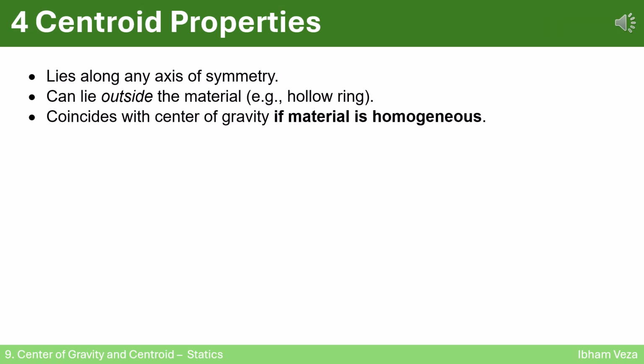Centroid properties. Centroids possess several important properties. A centroid always lies along any axis of symmetry. For shapes with multiple symmetry axes, the centroid is located at their intersection. Interestingly, a centroid may lie outside the material itself, as in the case of a hollow ring. For homogeneous materials, the centroid coincides with the center of mass and center of gravity, simplifying many engineering calculations.